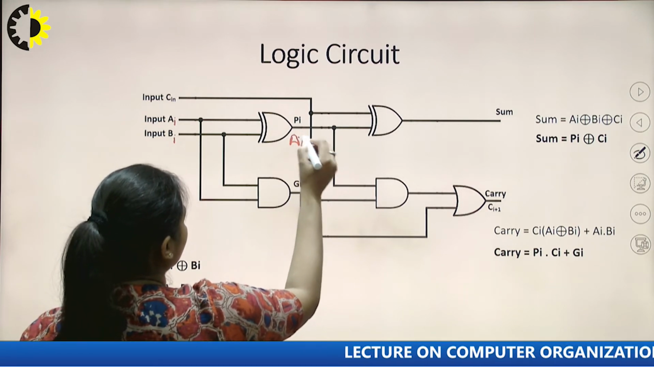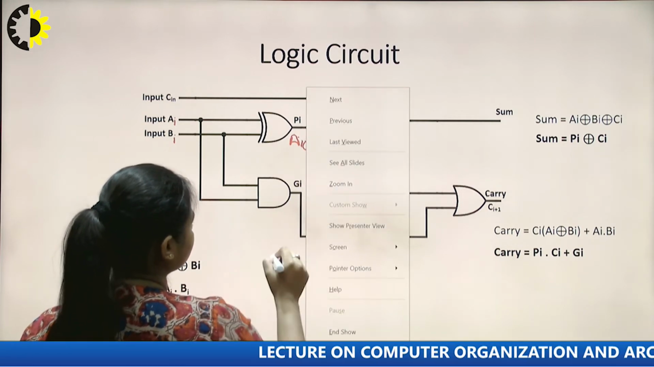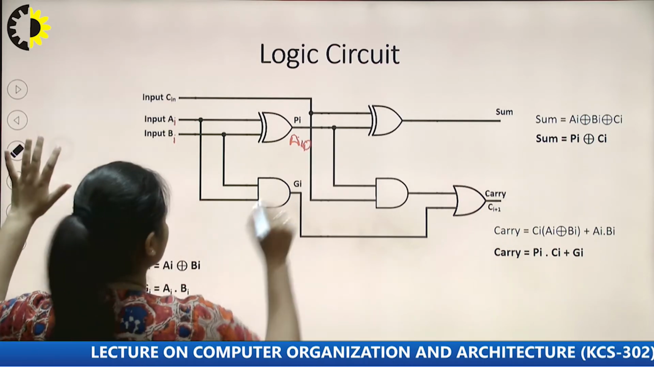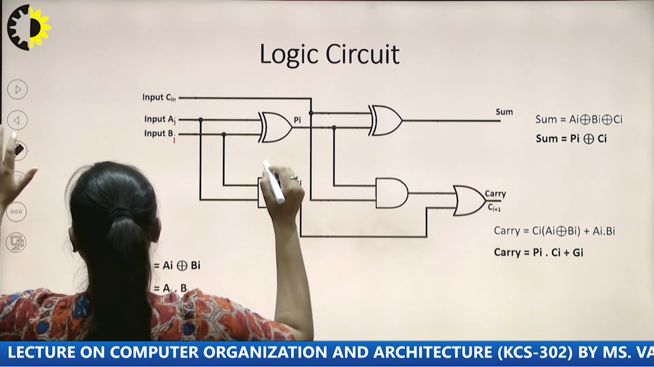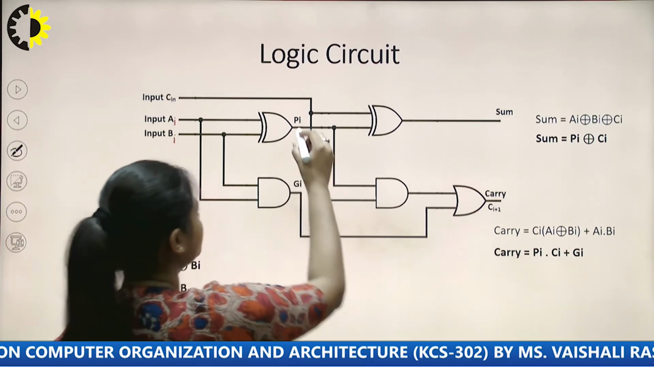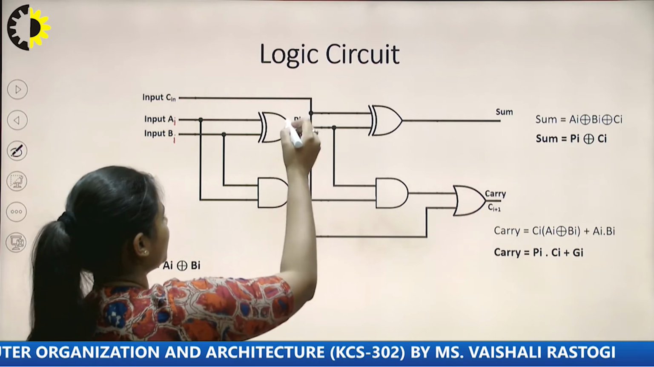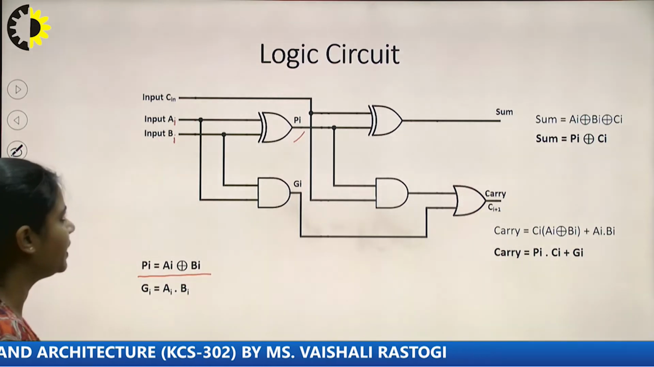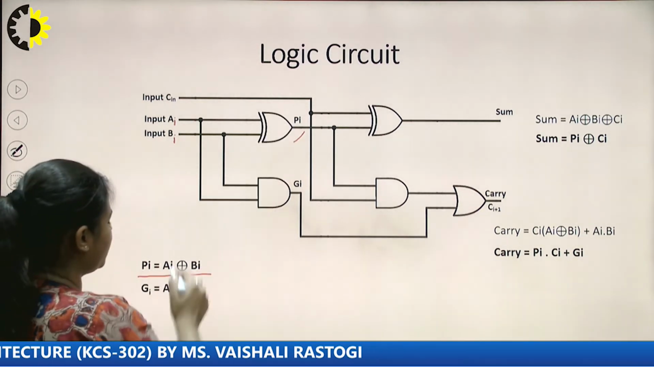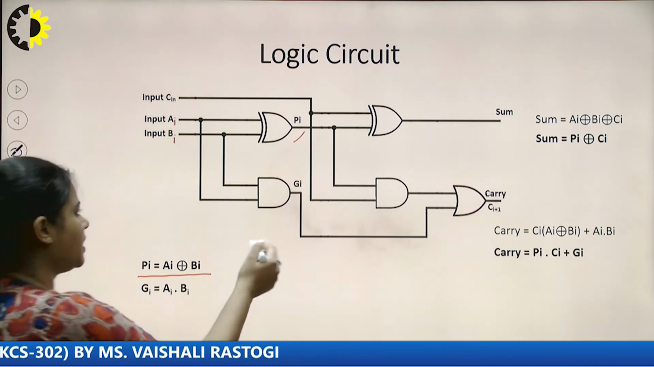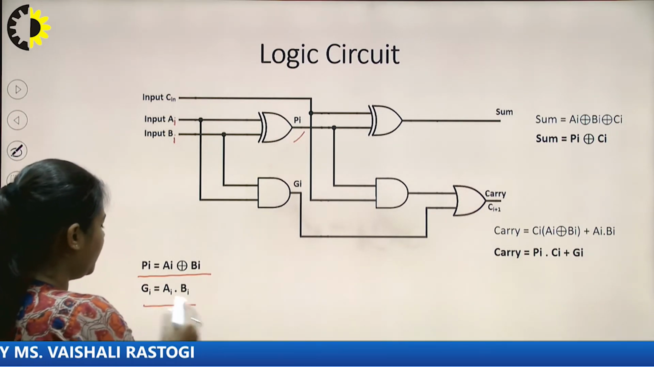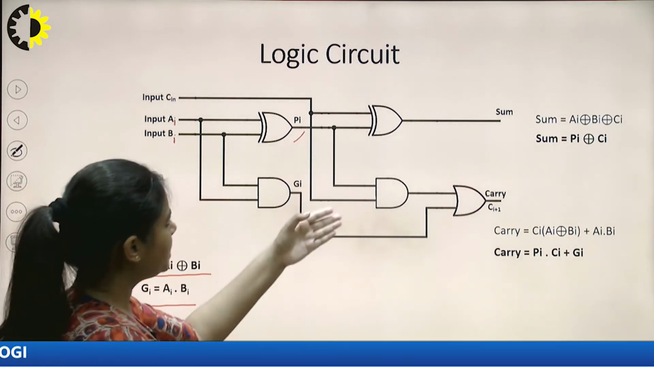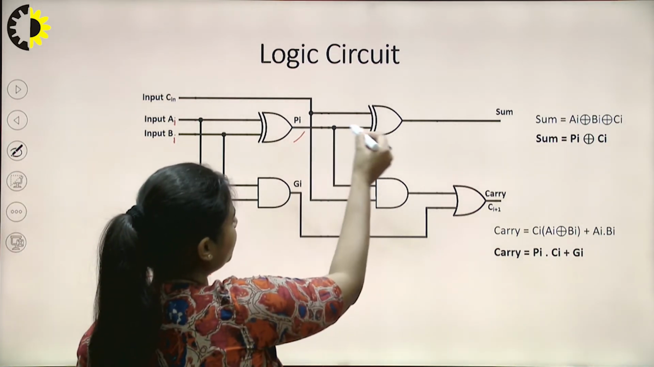Here in Pi, the output is basically Pi is equal to Ai XOR Bi. Means this gate will generate this output. Again in Gi, we have the output as Ai dot Bi. But in the next step, we can see that this output is the input of this gate.